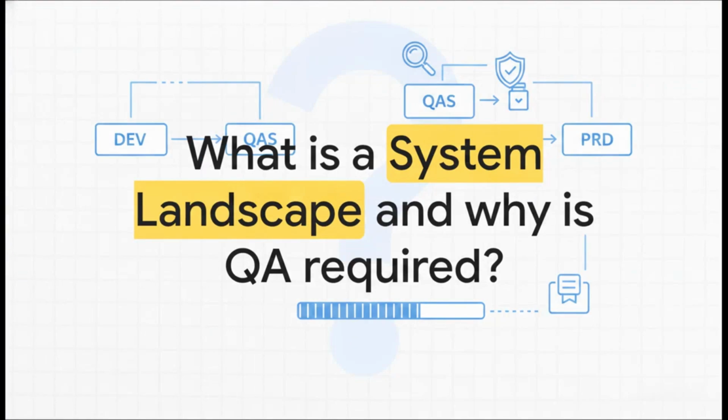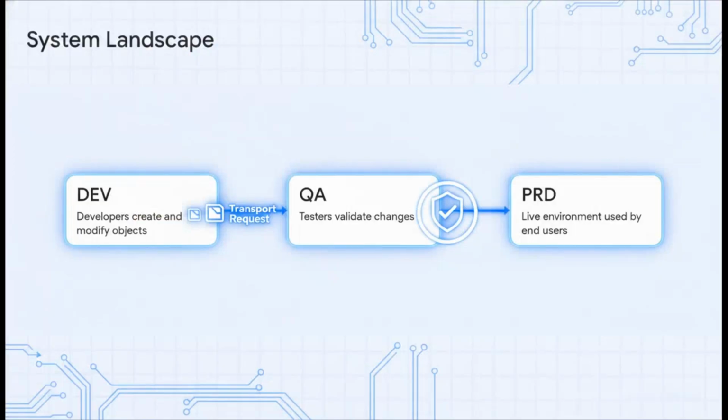This next question really separates the pros from the amateurs. What is a system landscape, and why is quality assurance required? They're directly testing your respect for strict deployment protocols here. Here's the standard 3-system landscape.